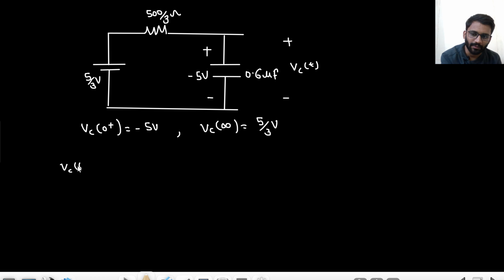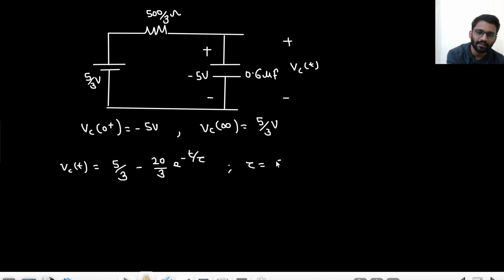So the VC(t) expression would be 5 by 3 minus 20 by 3, with that at t equals to 0, I need minus 5. That would be minus, yeah, it is right. E to the power minus t upon tau. What is the value of tau? Tau is RC, that is 500 by 3 into 0.6 micro. So it would be 0.250 into 2, that means 100 micro, that means 0.1 millisecond, right?